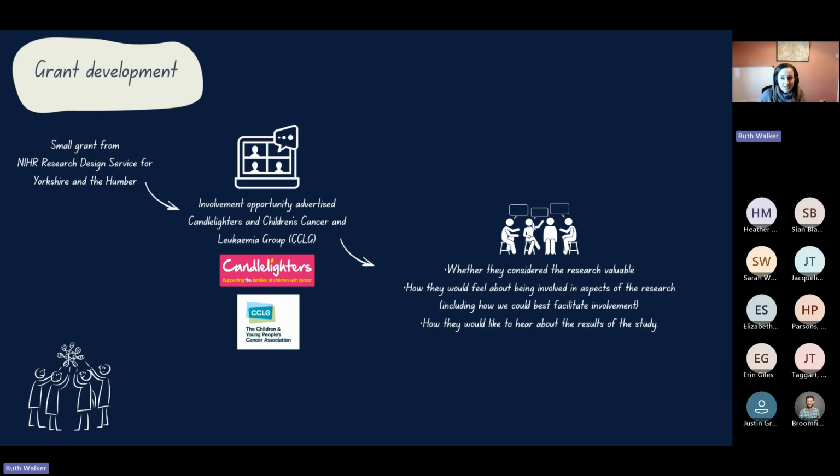For this involvement, I recruited 3 parents of children who had experienced the IMV and 1 adult who had experienced the side effects himself as a child. And this helped me to better understand whether they considered the research valuable, how they would feel about being involved in particular aspects of the research, how we could best facilitate that involvement, and how they'd like to hear about the results of the study.